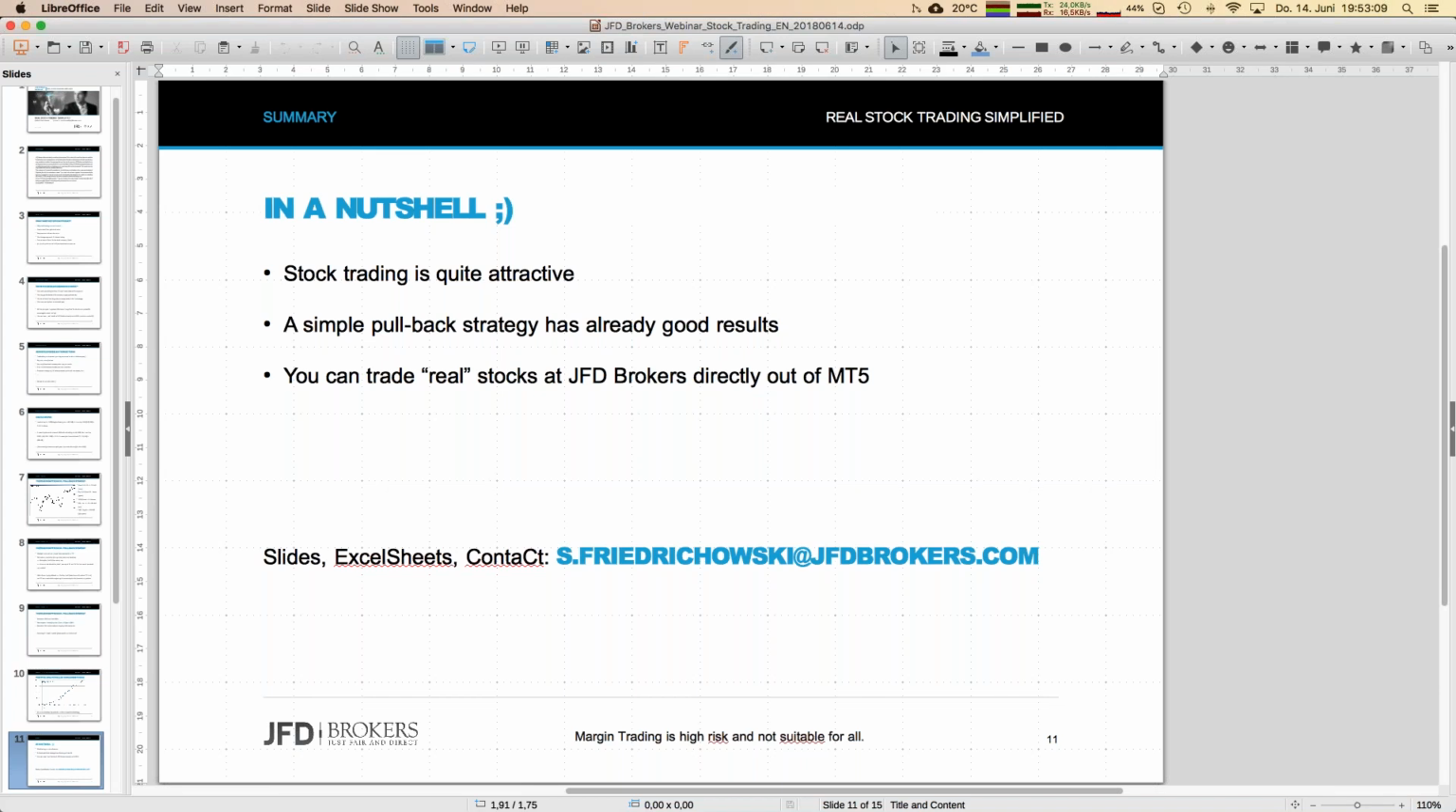And the other good thing is that we can buy it directly out of MT4 with JFD. Not MT4, sorry, that was a mistake. It's MT5, but it behaves for that kind of trading more or less the same. So it's not a big deal to come from MT4 to MT5. And you can do everything still in your well-known platform. And with a very good cost level of $2 per round turn. So that's the pullback strategy.